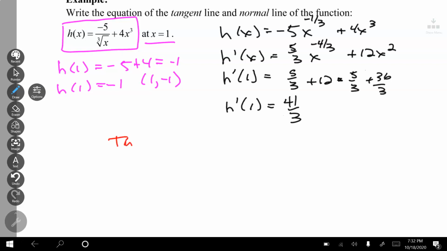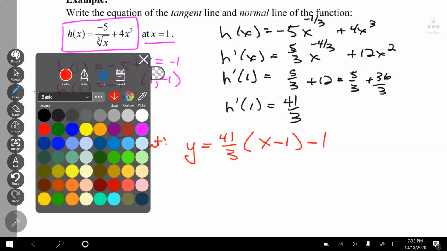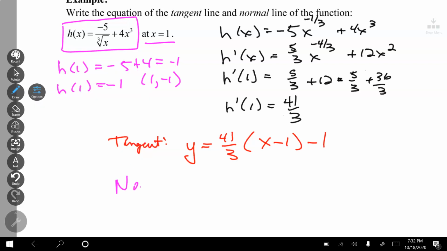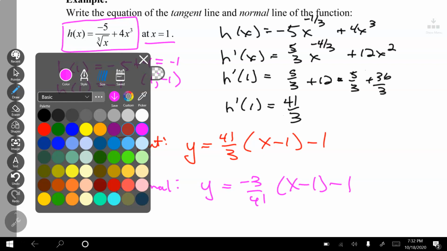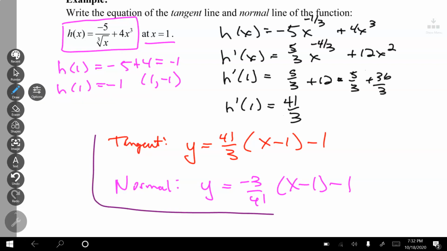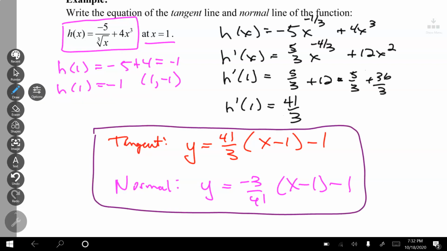So my tangent, y equals 41 over 3 (x minus 1) minus 1, and my normal, y equals negative 3 over 41 (x minus 1) minus 1. And that is the equation of my tangent or normal line.